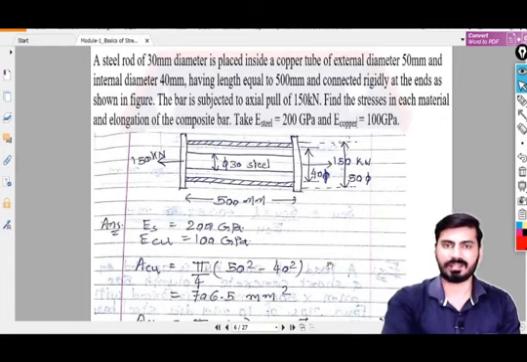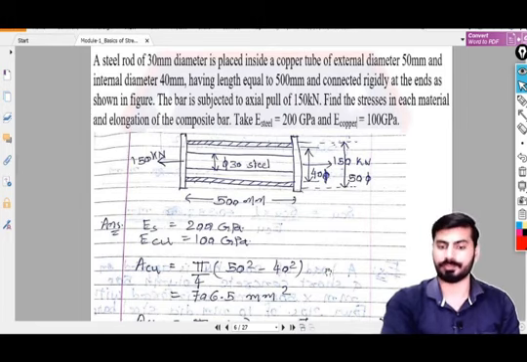Now we will look at another type of example, that is, a steel rod of 30 mm diameter placed inside a copper tube of external diameter 50 mm. So basically what we are going to do over here is this. This entire steel rod of 30 mm diameter is placed inside the copper tube of external diameter 50 mm. A steel rod is represented over here. This is our steel rod, which has a 30 mm diameter.